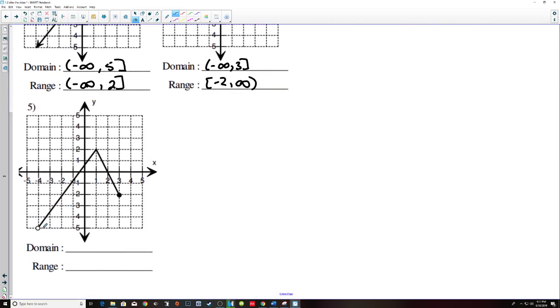On this one, the farthest left x value that we're going to but not using is negative 4. So we have negative 4, and then we're using all the x values up to 3. And we're actually using 3. The range is down here at negative 5, and the highest y value is going to be 2.